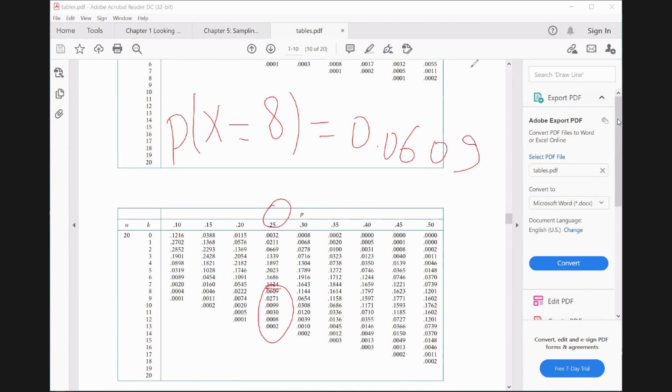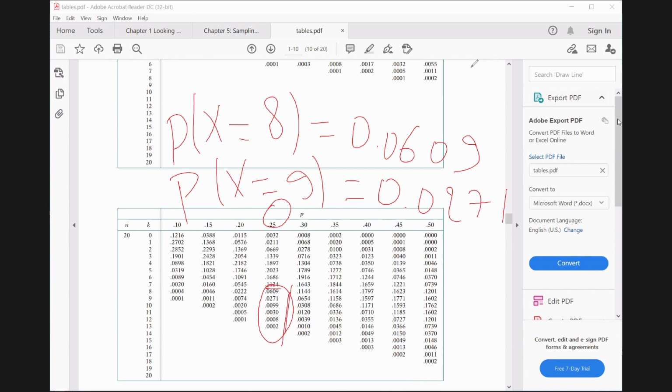Of course, for 9 I have to add, because we said from 8 to 20. The probability of 9 is equal to 0.0271, and so on. Here you notice the numbers that are present here.